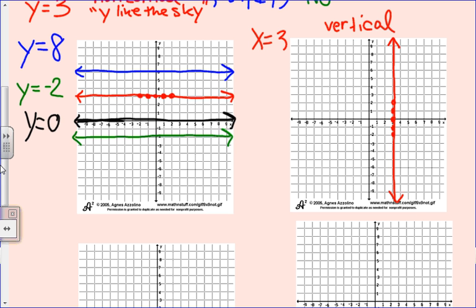Alright, let's do another one of these. What if I said x is equal to -5? I'm going to draw a vertical line going through which axis? The x-axis, right through the -5 right here. And what if I said x equals 10?